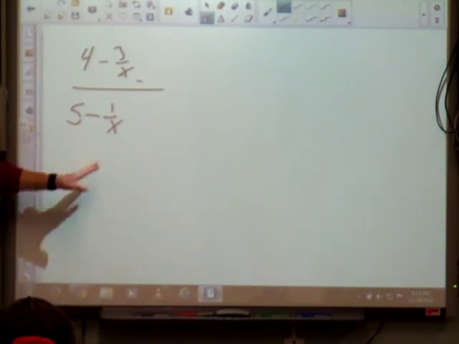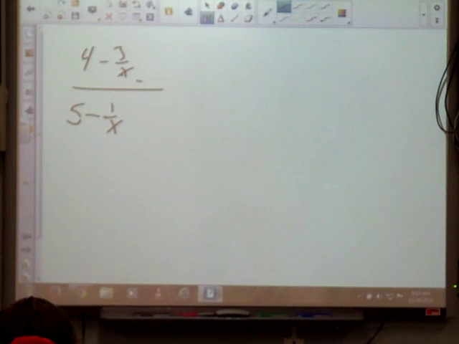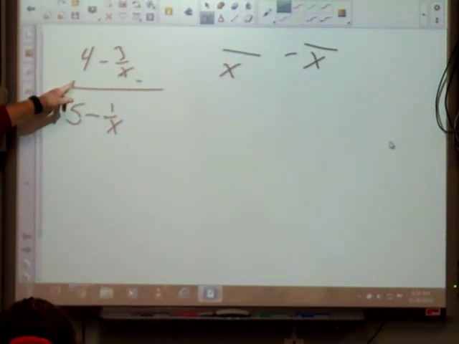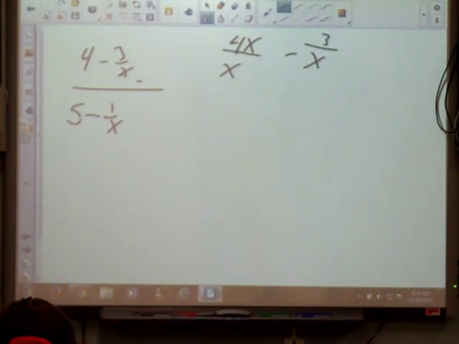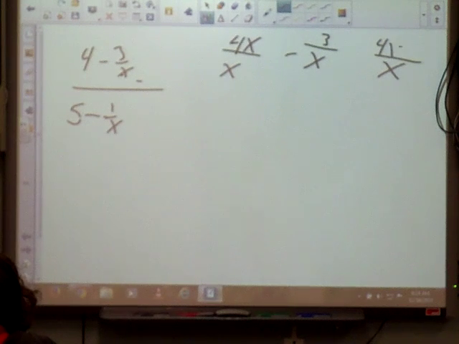Alright, so to simplify that numerator, this is what we did yesterday, I need to get a common denominator of x on that. So this was a 1, we multiplied it by x, so what do we have to do on the top? Multiply that by x. The 3 over here already had the x, so we didn't change that. Now that I've got a common denominator, I can write that over 1 denominator, 4x minus 3.